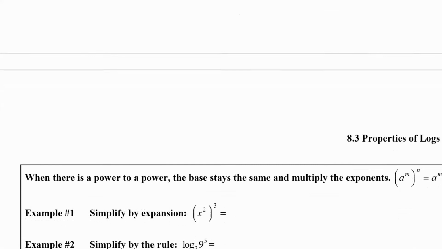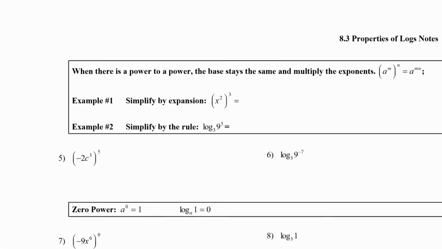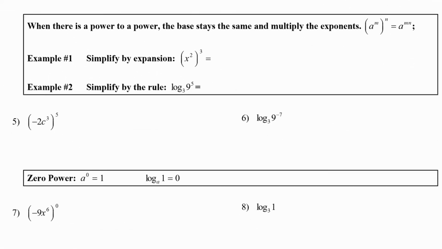All right, and a couple more rules. All right, so this next one, when there is a power to a power, the base stays the same, and we multiply the exponents. So we've done this before with powers. So we have x squared to the 3rd. That is the same thing as saying x to the 6th, because we just multiply the exponents.